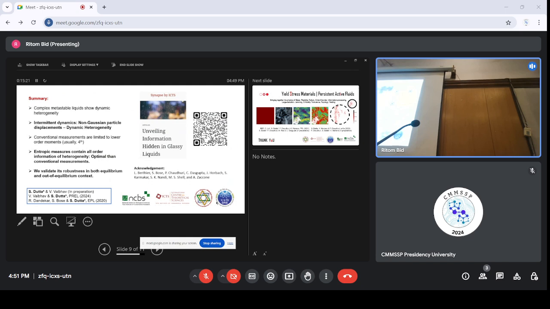We recently published this work, and the one-liner of this work is that the entropy measures are more robust than the existing measures that we had for heterogeneity, and we are trying to validate its robustness in both equilibrium and non-equilibrium contexts. ICTS recently issued a very nice commentary on this work. You can have a look into it.